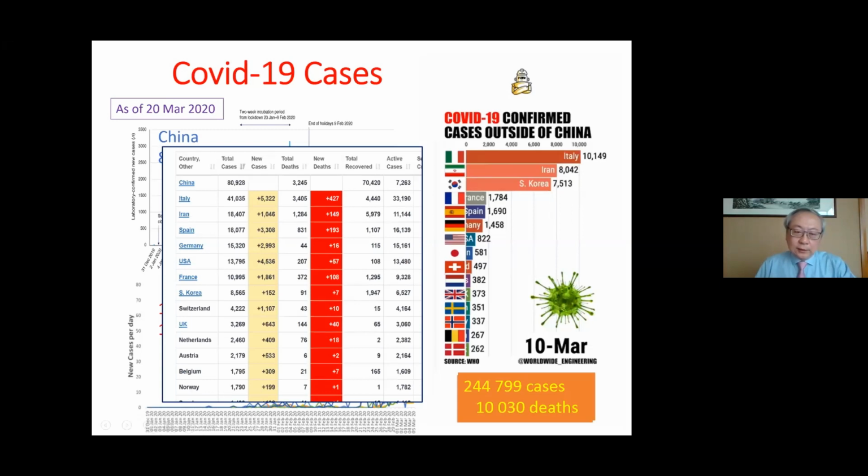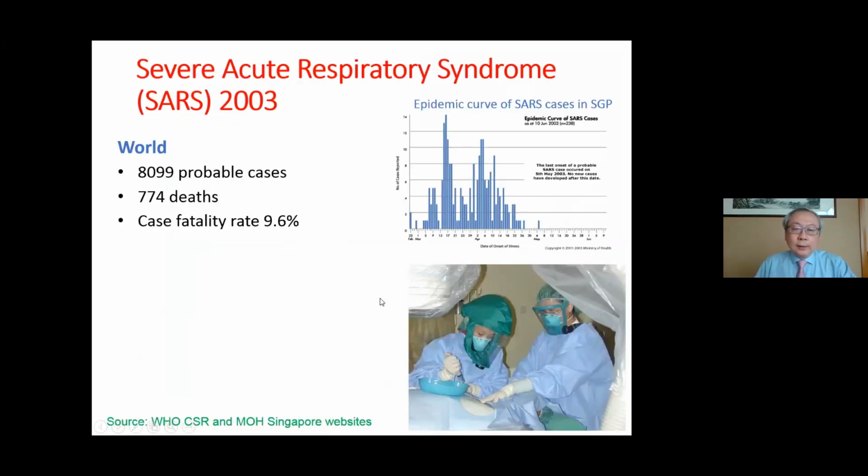So the spiking trend is not only restricted to Italy. Many of the European countries and the Middle East are also seeing a similar kind of scary upward trend. We now have more than 240,000 cases in the world with 10,300 deaths. Our response has very much been influenced by our encounter with SARS, which occurred in 2003. At that time, there were only about 8,000 cases worldwide, and the case fatality rate was 9.6%.